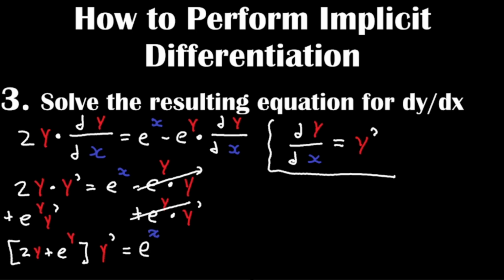Okay, so what we have now is (2y + e^y) times y prime equals e^x. Our goal here is to get y prime, so we can just divide by all of this stuff. If we divide by 2y plus e^y from both sides, this would cancel out, and what we would get is e^x all over 2y plus e^y.